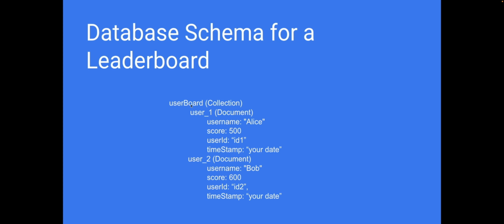The user board is more like the collection. Then you have user one, which is like the doc ID. Inside the doc ID, we have the username, the score, and the user ID, which I'll be using to uniquely identify users and update their scores as well. The score is what I'll be using to rank the user. Then we have timestamp, okay? This timestamp, I'll be using it to filter based on weekly dates, and also for some other thing I'm going to discuss later.